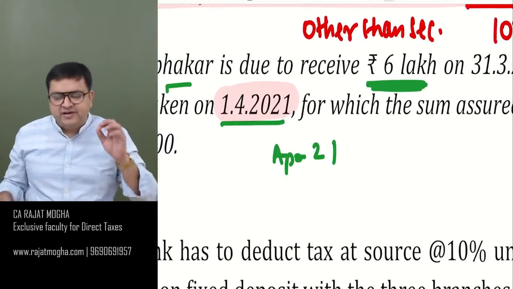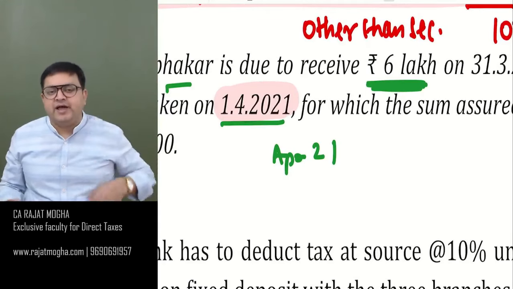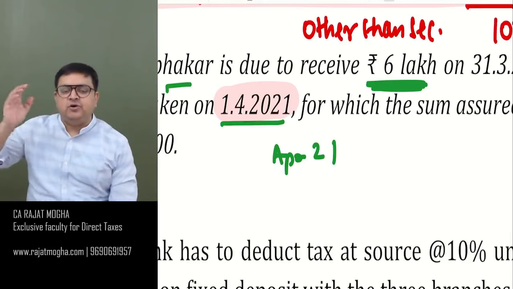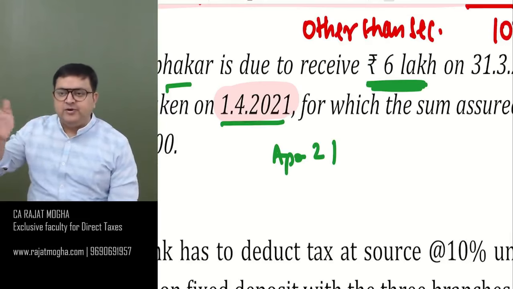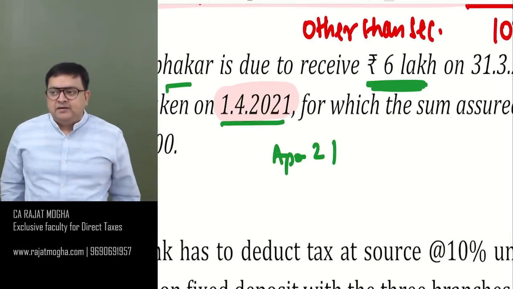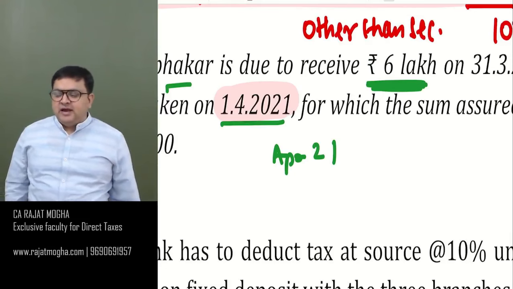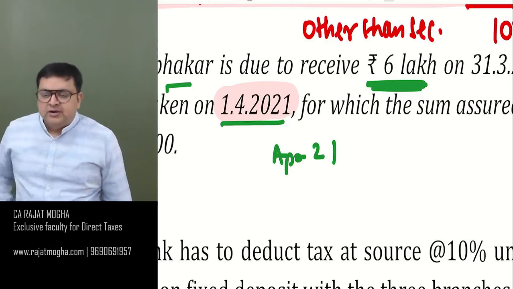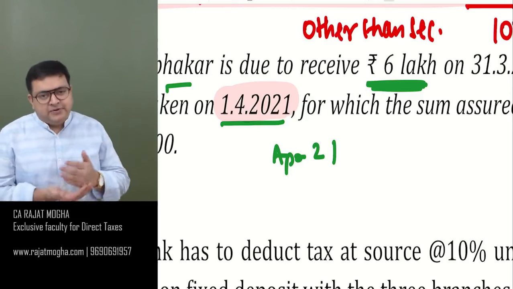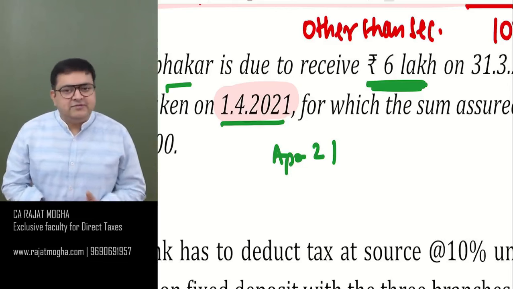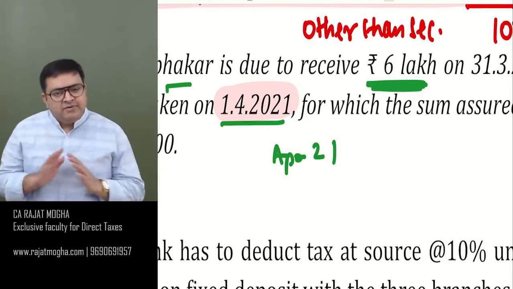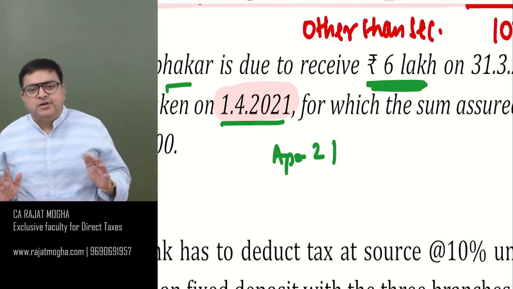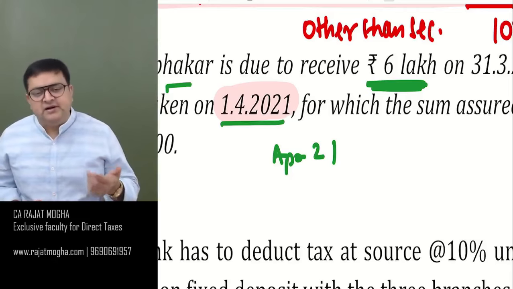He has taken a policy on 1/4/2021. Which rate will you apply to see low premium or high premium? 10, 15 or 20? Tell me the date of the policy and determine the rate which you will apply. 10%? Very good. If the premium is up till 10% of the sum assured, it's a low premium. We will not apply TDS. But if it is more than 10%, we will apply TDS.